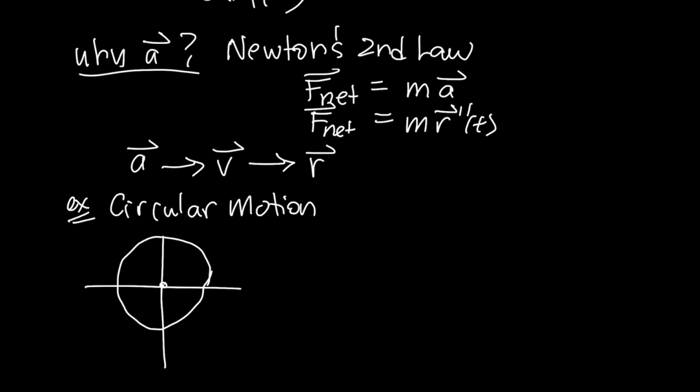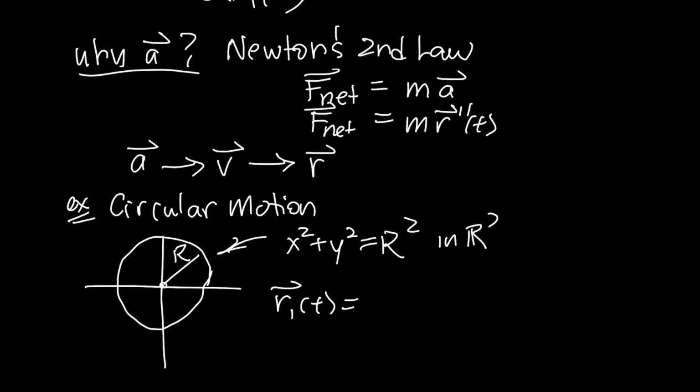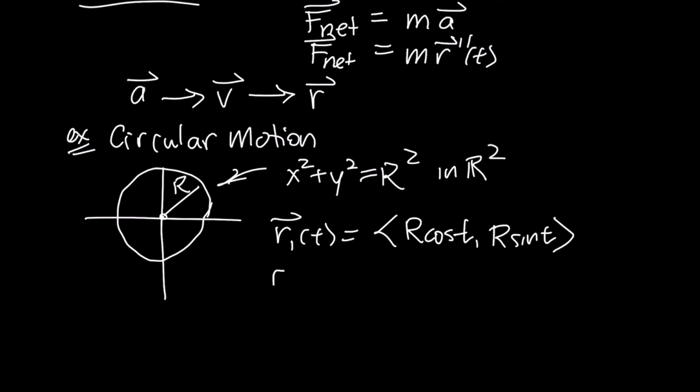Now, the set of points is described in Cartesian coordinates, x squared plus y squared equals capital R squared. Now I'm going to give you two parameterizations that will describe how to move along this curve. So we will have one parameterization, r cos t, r sin t, and the other parameterization will be r cos 2t, r sin 2t.